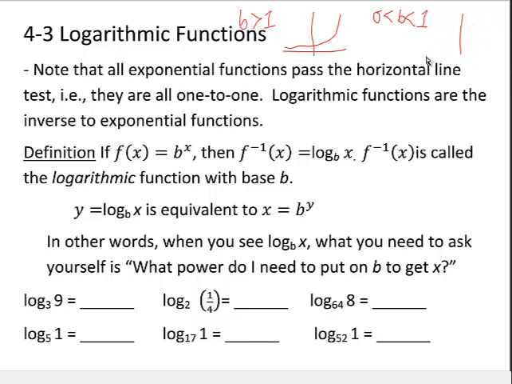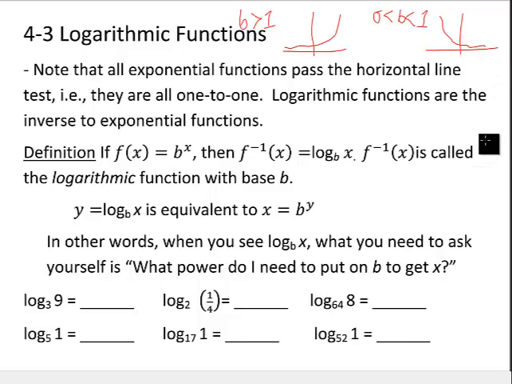we still have that same general shape, except now, instead of going up and to the right, it's going up and to the left, and then it's flattening out as we get closer to the x-axis as we go to the right.